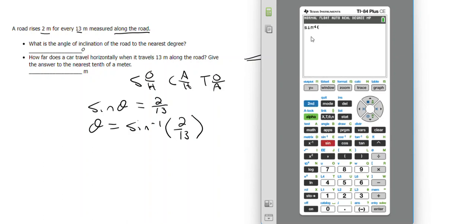Your calculator might look a little different, right? And then 2 divided by 13. Make sure you hit this bracket to end it, because if you just typed it in like this, your calculator might think you mean sine of 2 and then that divided by 13. So by closing that bracket, I'm saying sine negative 1 of 2 over 13, right? That's the argument. So push enter. So we get 8.849, and it says to round to the nearest degree. So this would just round up to 9. This would be 9 degrees.